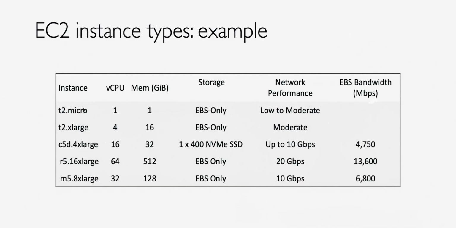But as soon as you increase the instance type, for example, if we stay in the same family, so we stay in the T2 family, but we go to T2 2xlarge, now we have access to 8 vCPU, 32 gigabytes of RAM, and network performance of moderate.